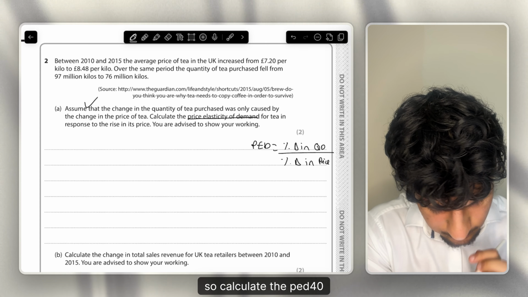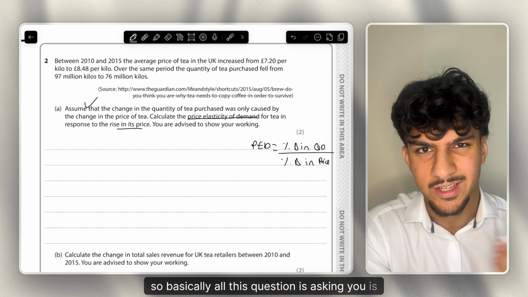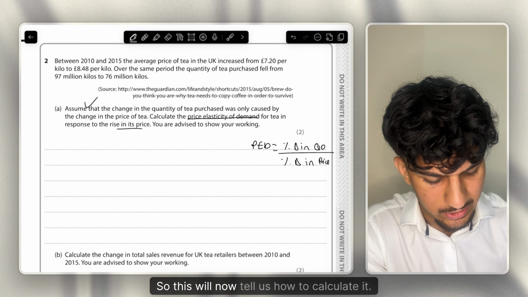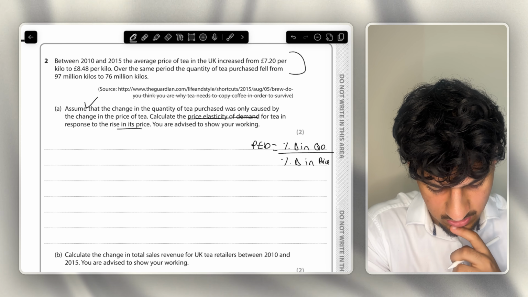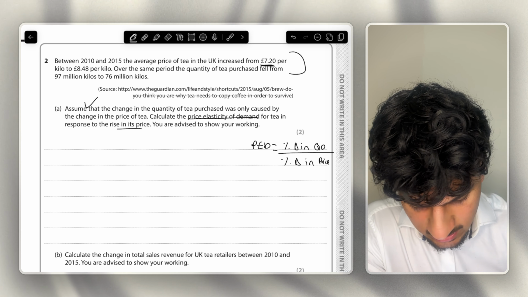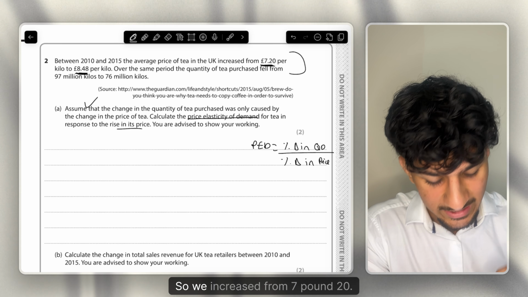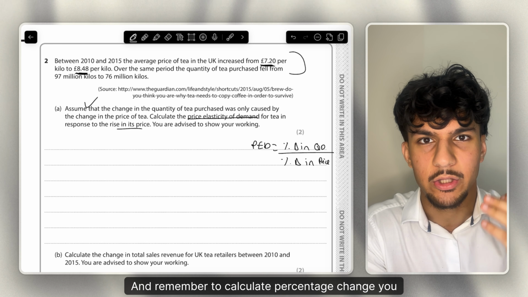Okay, so calculate the PED for tea. Basically all this question is asking you is to calculate the PED. So this will now tell us the numbers to use. Between 2010 and 2015, the average price of tea increased from £7.20 to £8.48 per kilo. So we increased from £7.20, and remember, to calculate percentage change, you need the change.